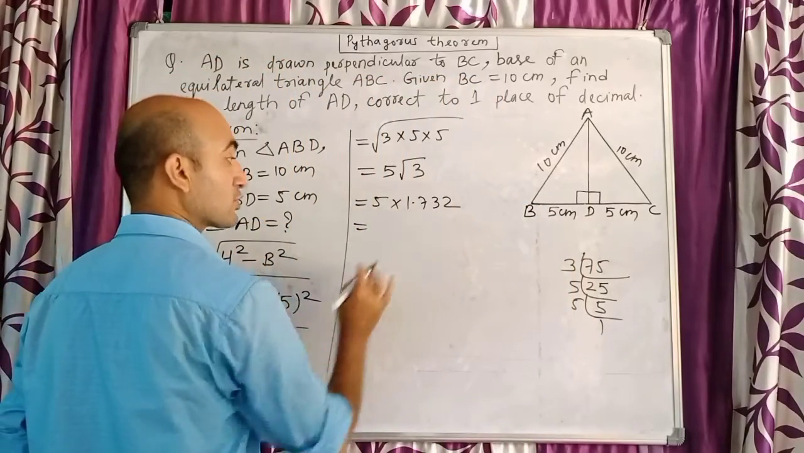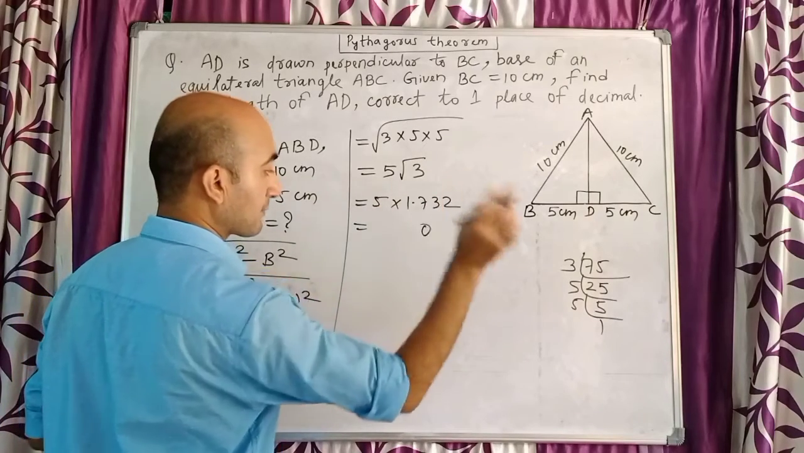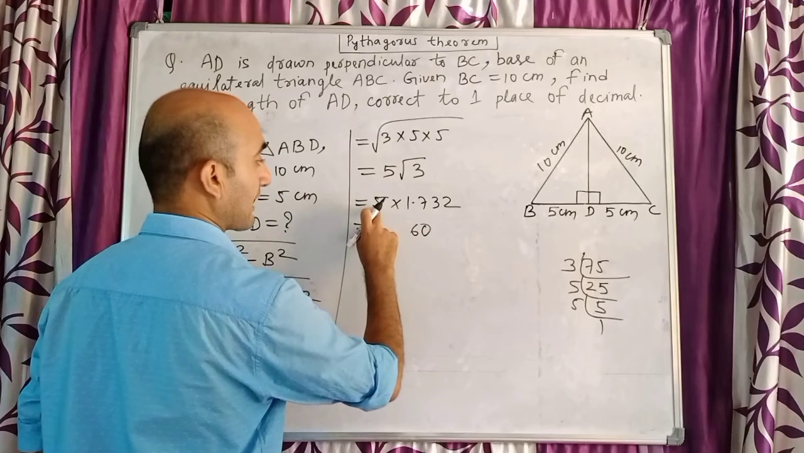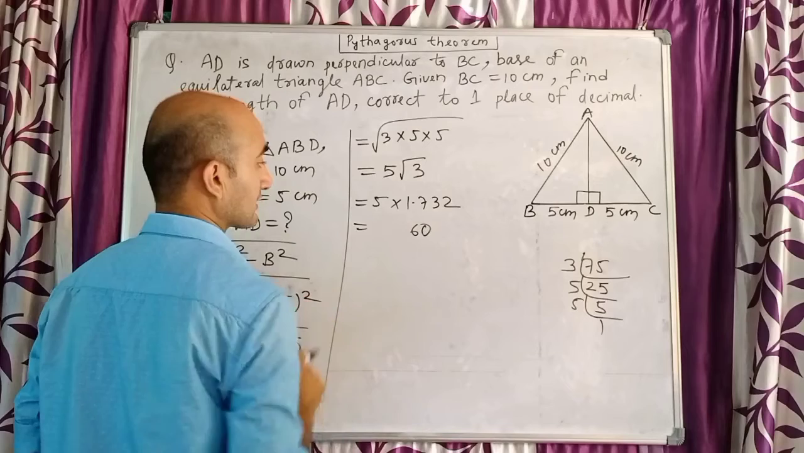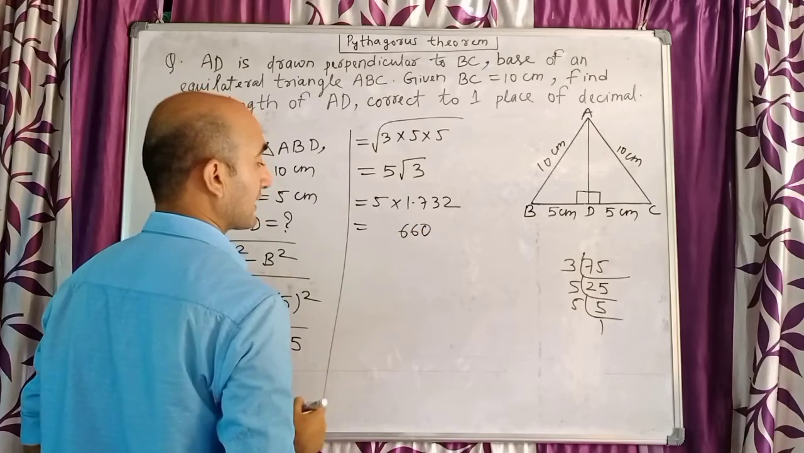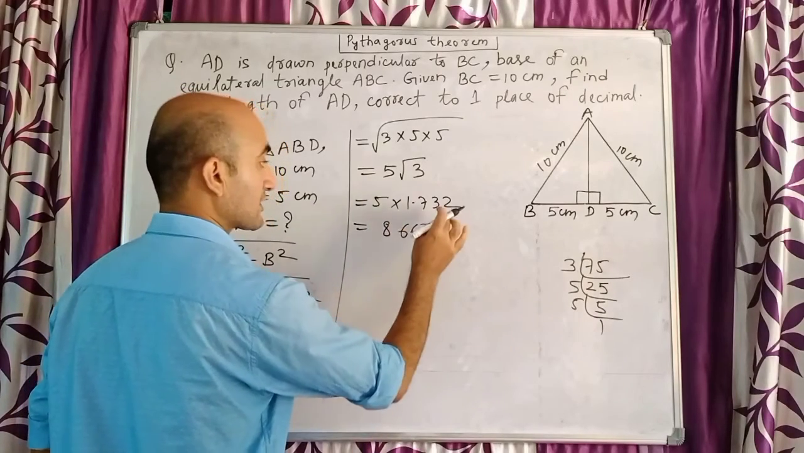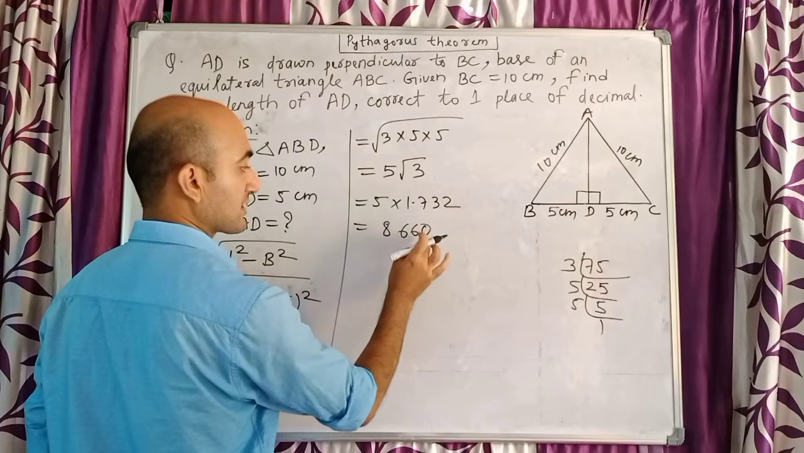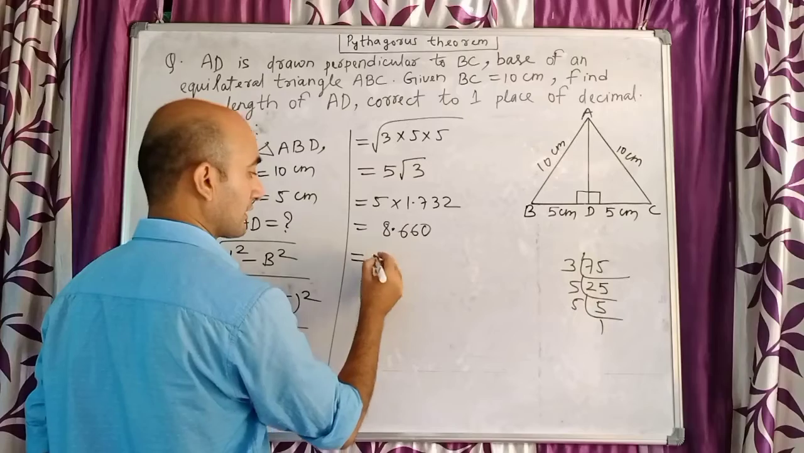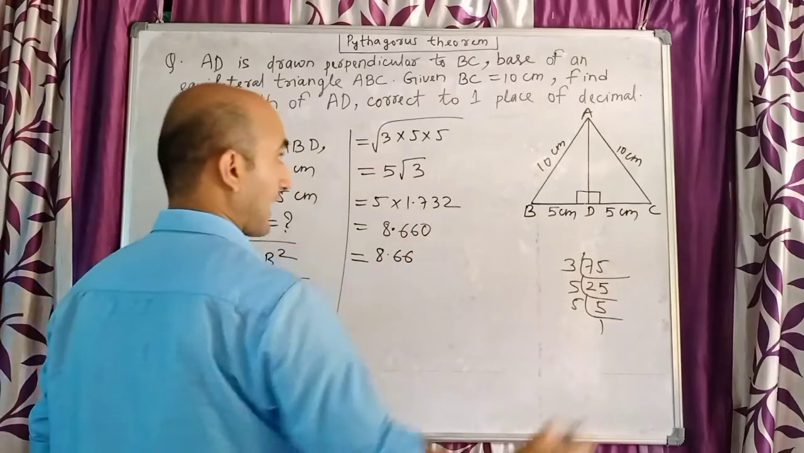Now decimal has come, so we will get our answer. 5 2s are 10, 5 3s are 15 plus 1, 16, 6 in hand 1. Next 5 7s are 35, 35 plus 1, 36. And then in hand we have 3, 5 1s are 5 plus 3 is 8. Just see here, after 3 numbers there is decimal. So after 3 numbers you put decimal. So you got 8.66, because this 0 has no value at the last after decimal.